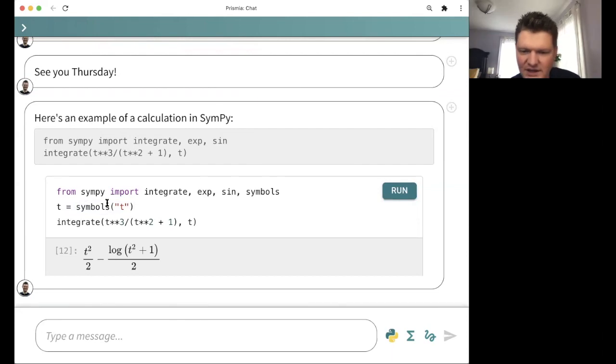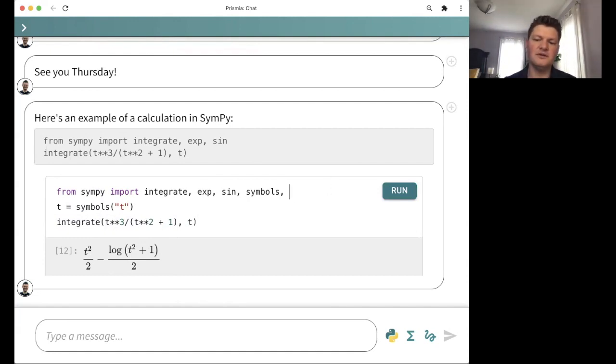But anyway, we can ask SymPy, hey, integrate t cubed over t squared plus 1 with respect to t. And it knows stuff, like it knows calculus. The log function comes out, and there's no log here. So it's doing the stuff you do when you take calculus. It's cool what it's capable of doing.